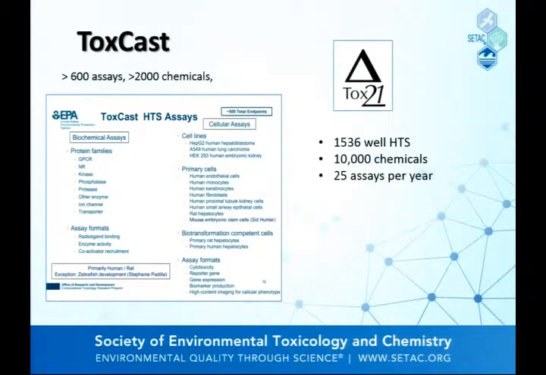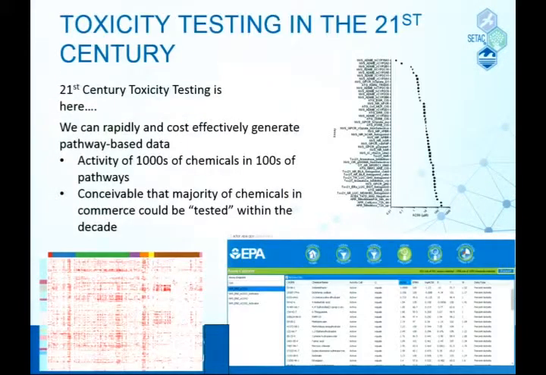You've got also programs like Tox21, which is a consortium between EPA, FDA, and NIEHS, NCGC, maybe I'm forgetting one or two. But basically, same sort of principle, smaller number of assays. They're not looking at hundreds of assays, but somewhere on the order of 25 assays per year, but screening 10,000 chemicals against those assays, full dose response characterization in these pathway-based assays. So I think we can reasonably argue that 21st century toxicity testing is already here.